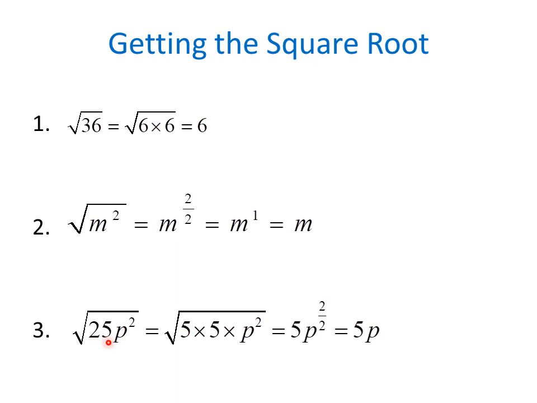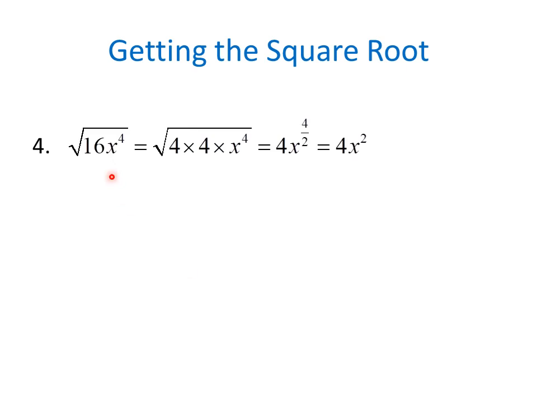Let's say you have the square root of 25p squared. 25 can be written as 5 times 5. Then you have p squared. Therefore, the square root of 25 is 5, and the square root of p squared is p to the exponent 2. Divide that exponent by 2, so you get 5 times p to the 1, or simply 5p.